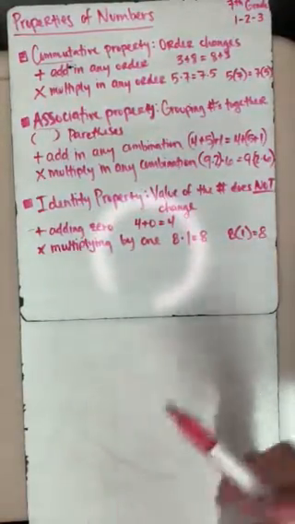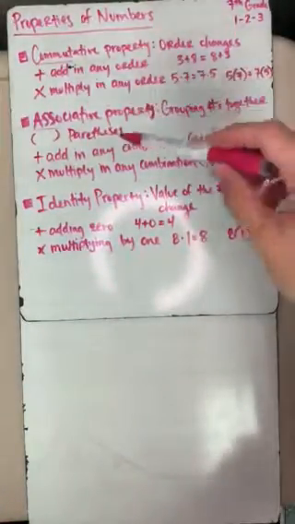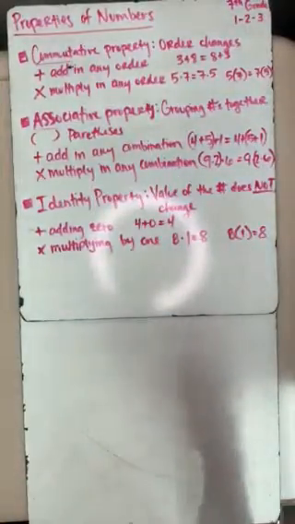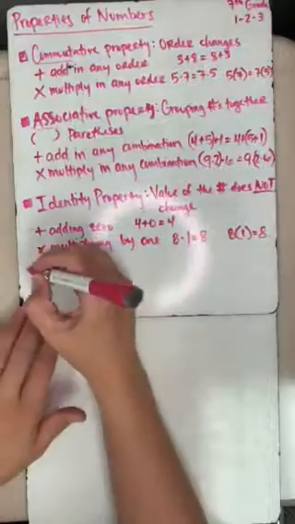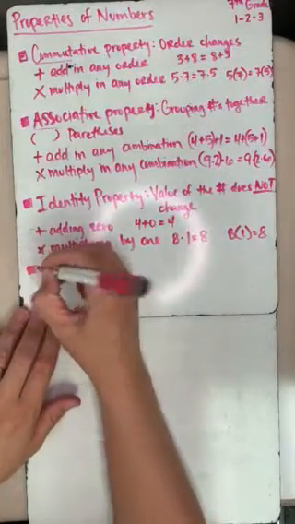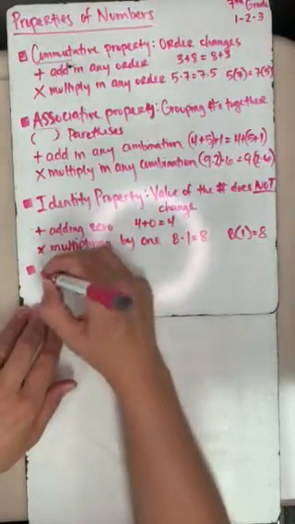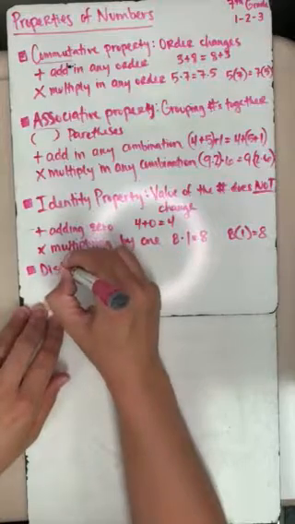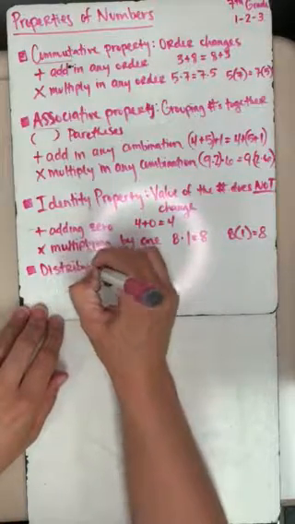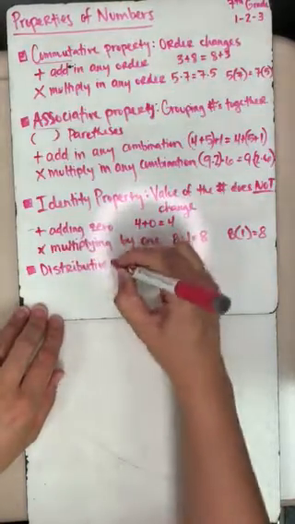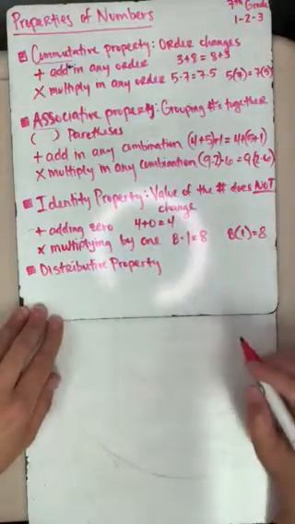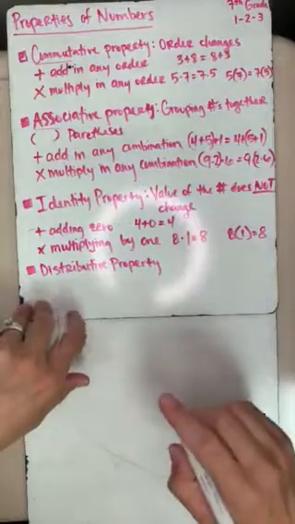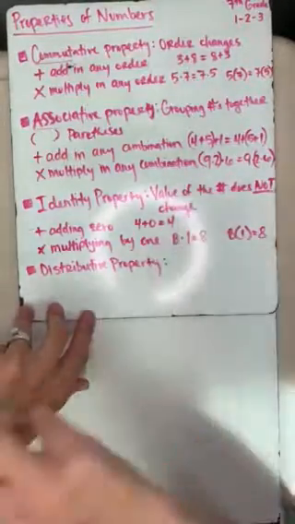Okay, so we have now covered the commutative, the associative, the identity, and at the beginning I told you that there were 4 properties that we were going to talk about. This last one is the distributive property. Now, the distributive property goes to everyone.